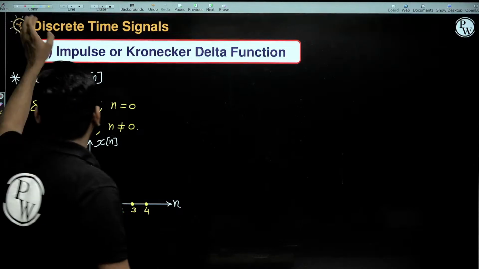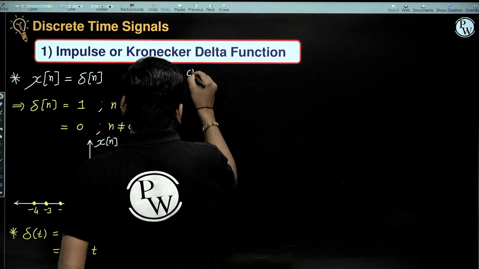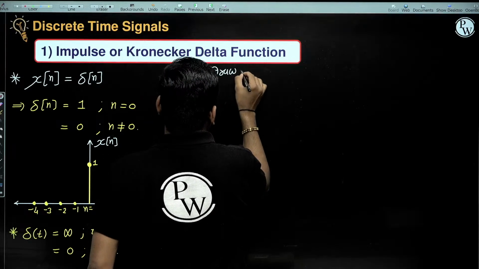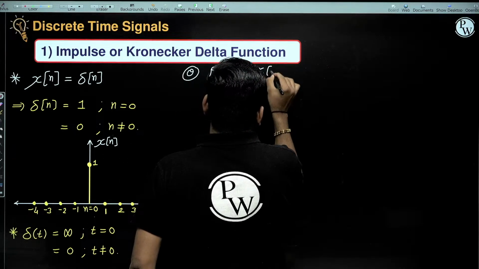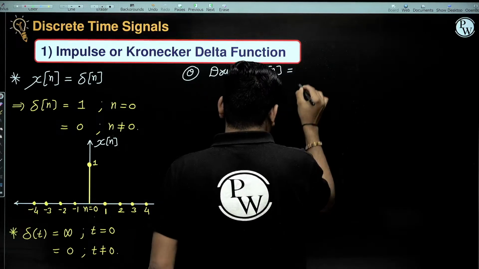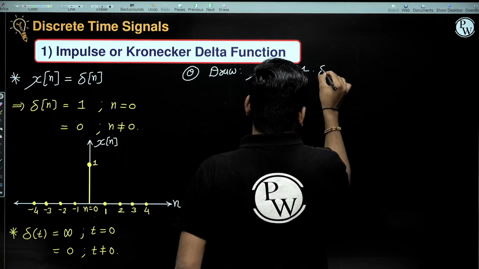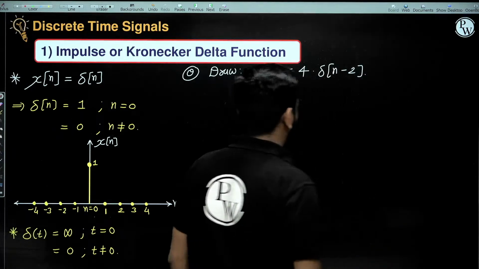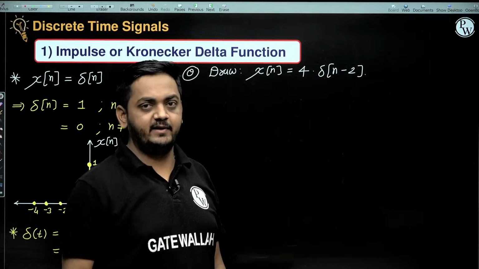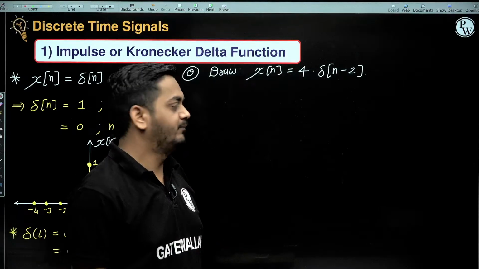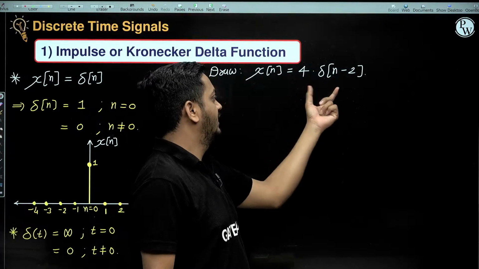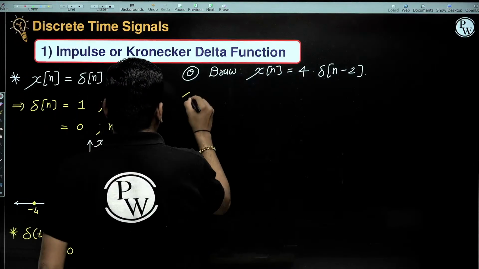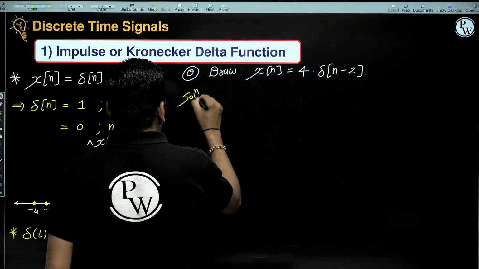Suppose I am asking to draw x of n is equal to 4 delta n minus 2, guys. So tell me, what is the location of this sample, or impulse function, where this impulse function is located, and what is the amplitude of the impulse function, guys? This is the discrete impulse function, Kronecker delta function.